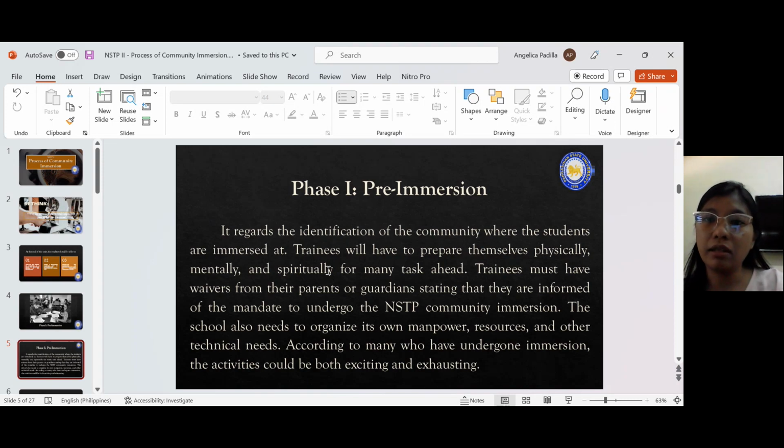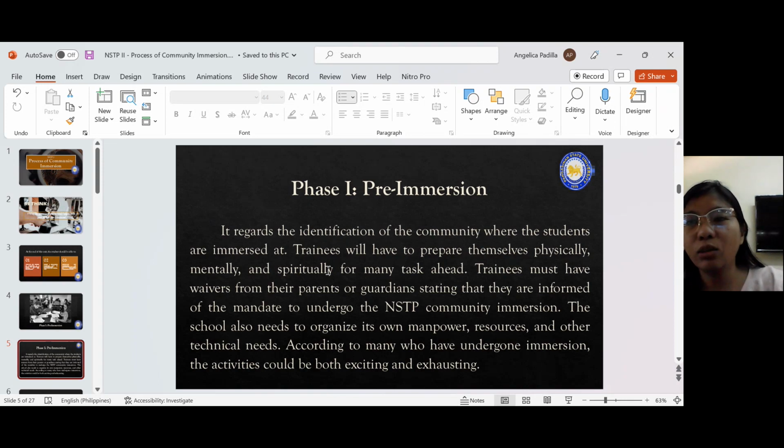For example, the project is tree planting. So, pwede naman tayong makahiram sa utility ng mga tools, gardening tools. So, para hindi na bilhin o para hindi nyo nakunin yung mga gamit nyo sa bahay. So, these are the things that we can ask from our school, so from our campus, from here in San Carlos campus, through our campus executive director, Dr. Liza Gibson. And according to many who have undergone immersion, the activities could be both exciting and exhausting.